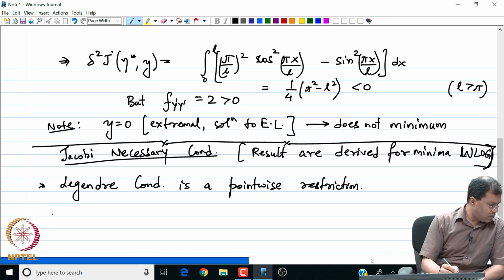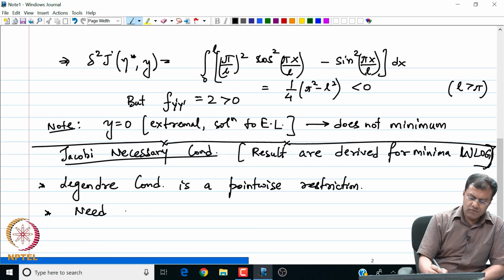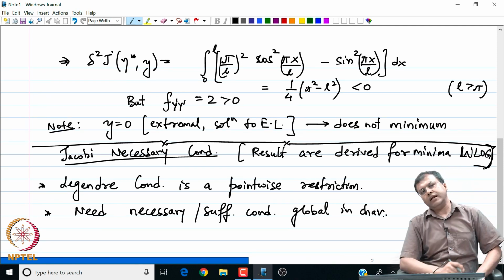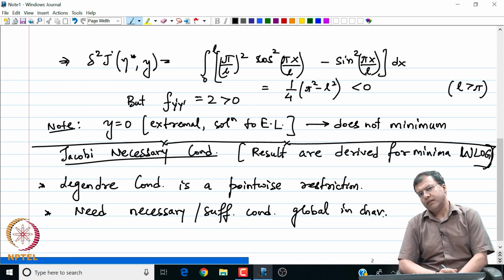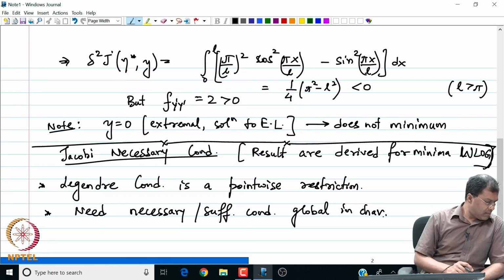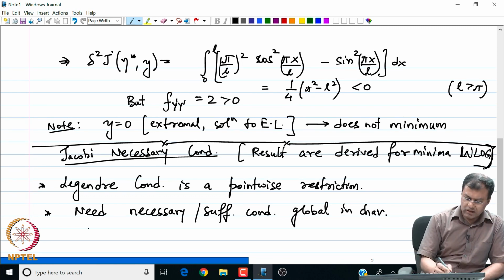So, we need necessary as well as sufficient conditions which are global in character, which means that the condition should hold for all x in the interval from x0 to x1, the interval under consideration. So, this is what we need.